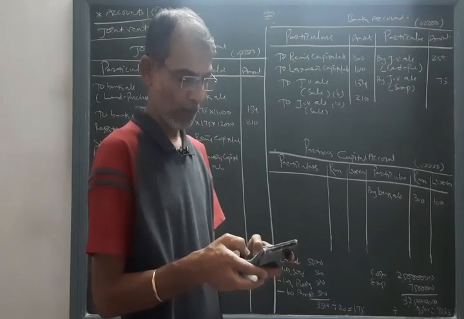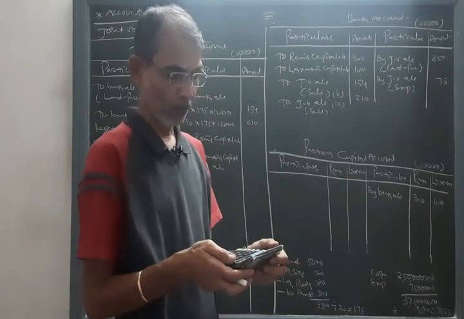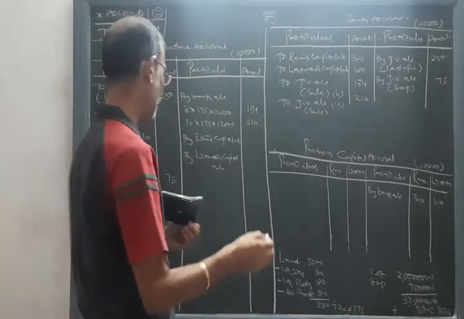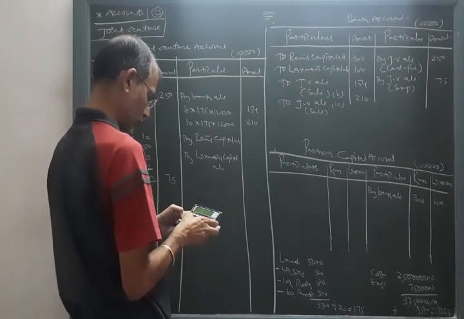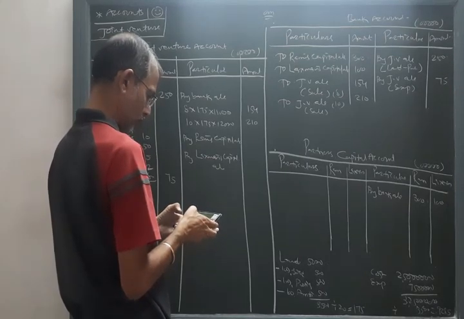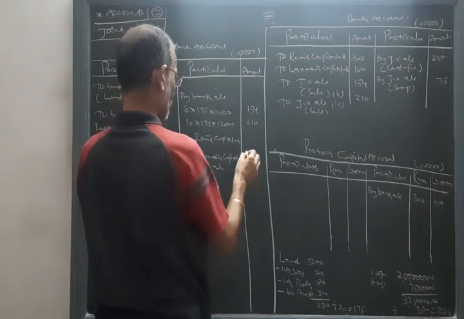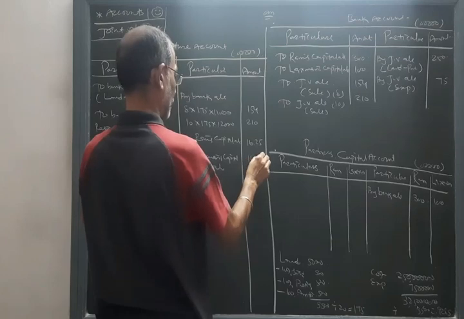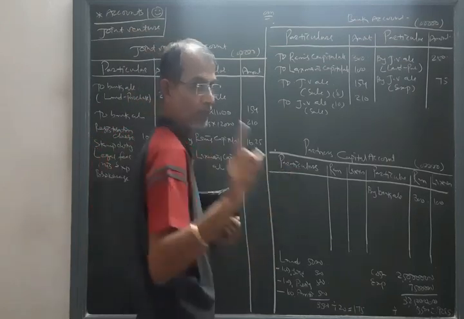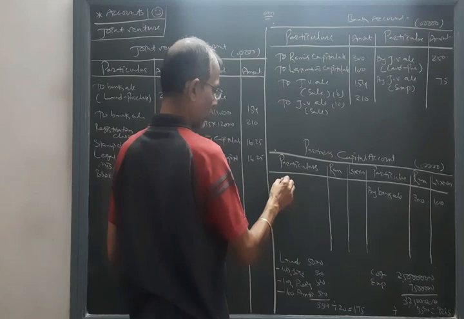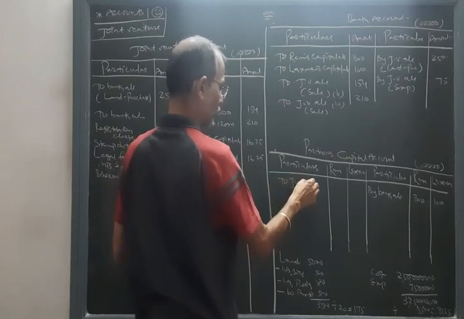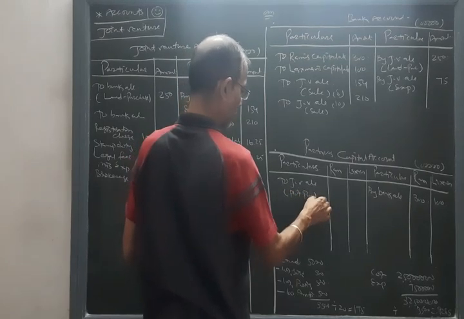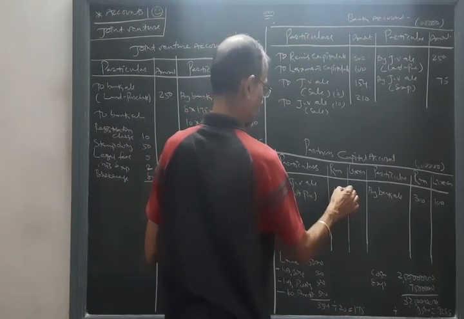9,285 will be multiplied by 175. So that is 16,24,875, which comes to approximately 16.25 lakh. On the debit side of the joint capital account, it will be written to joint venture account, plot purchased, 16.25.